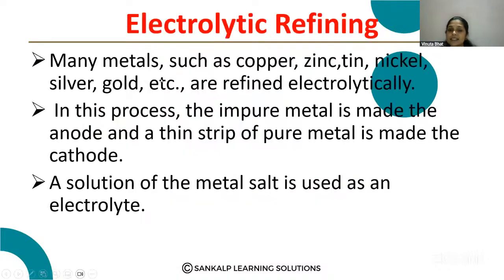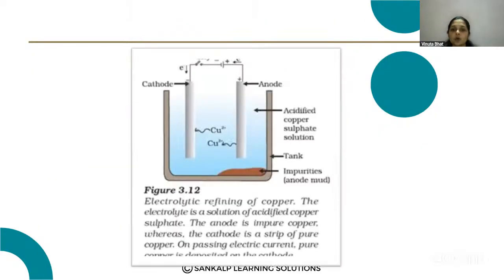Many metals such as copper, zinc, tin, nickel, silver, gold are refined electrolytically. So what is the refining process? We can obtain the pure metal from that process, which is obtained from the reduction process. In this process the impure metal is made the anode, and a thin strip of pure metal is made the cathode. Here we can see the cathode is a pure metal strip, and here the anode is the impure metal strip that acts as the anode.